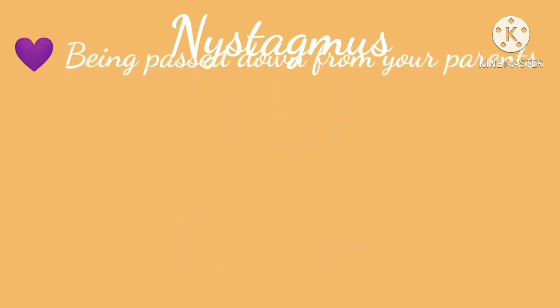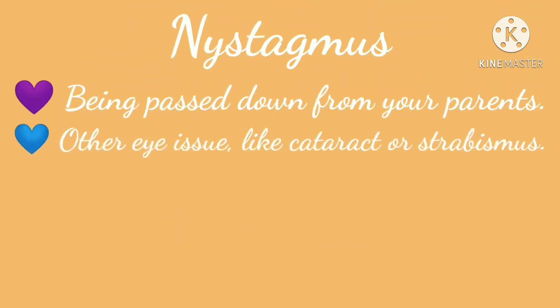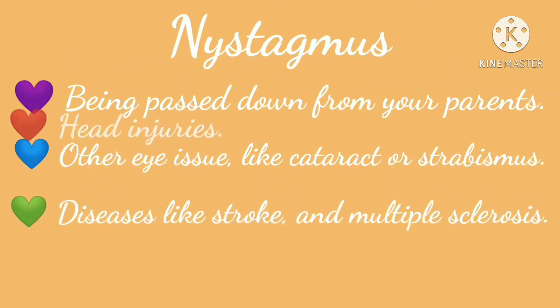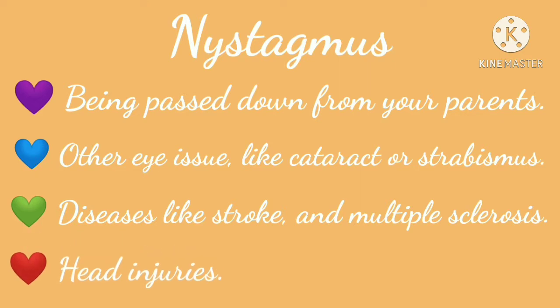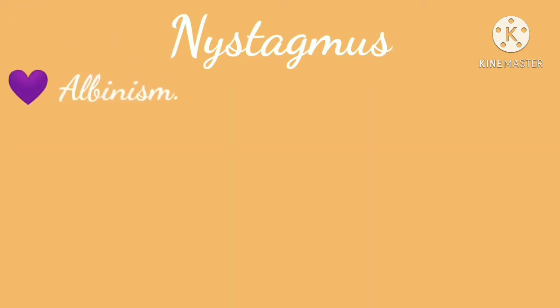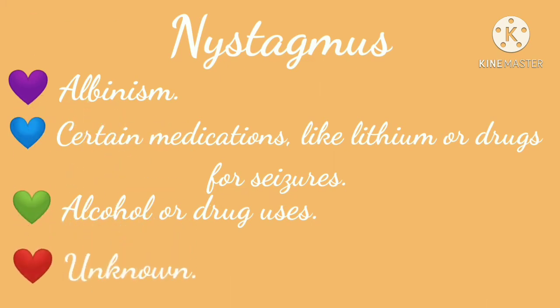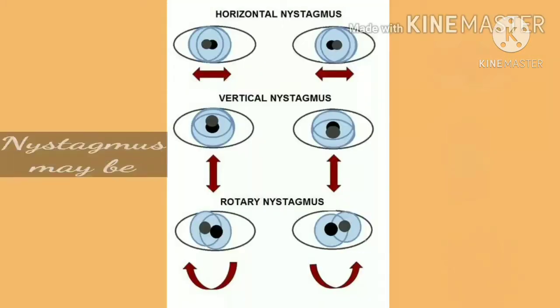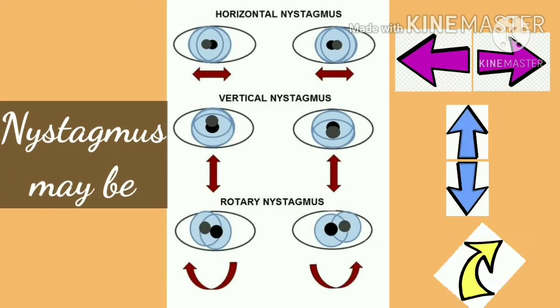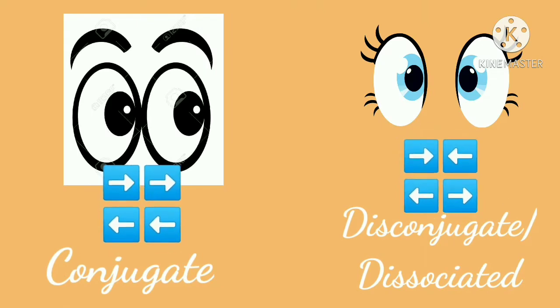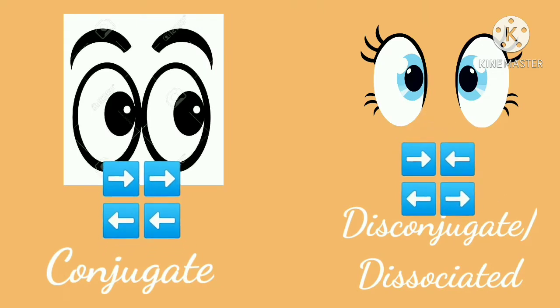including being passed down from your parents, other eye issues like cataracts and strabismus, diseases like stroke, multiple sclerosis, head injuries, albinism, certain medications like lithium or drugs for seizures, alcohol or drug use, and sometimes the cause of nystagmus is unknown. Nystagmus may be horizontal, vertical, rotary or torsional, or any combination of these movements. Nystagmus may be conjugate or disconjugate or dissociated.